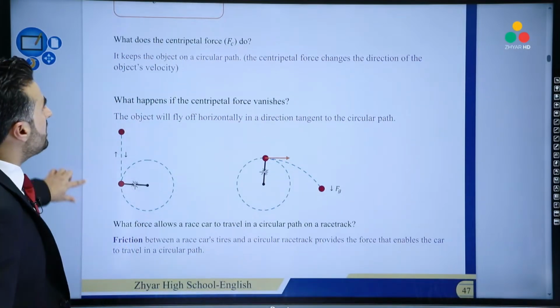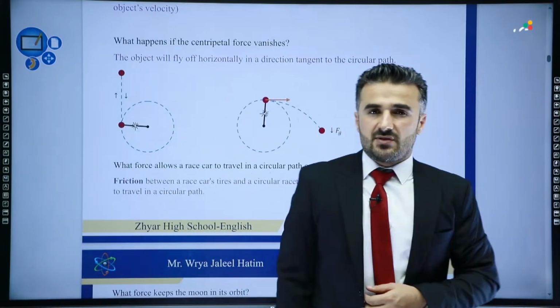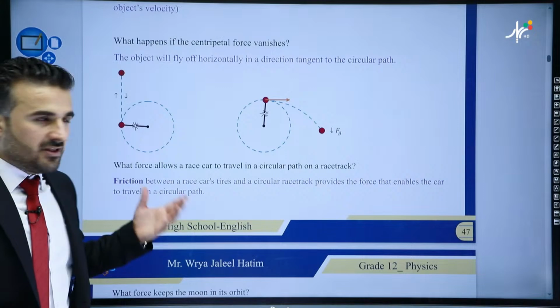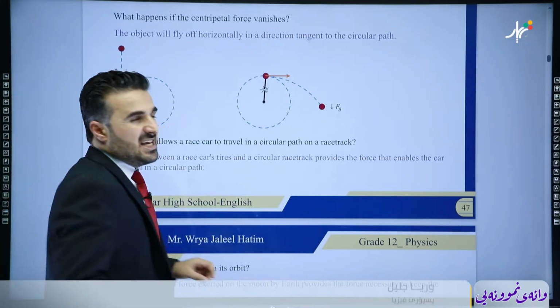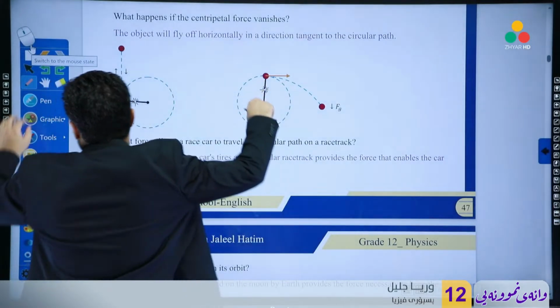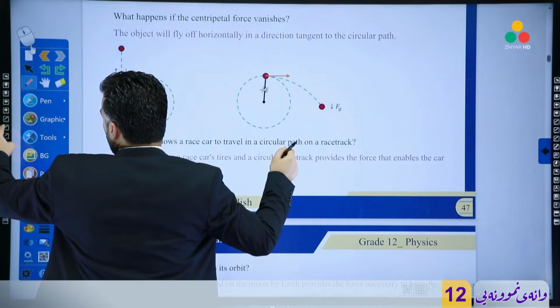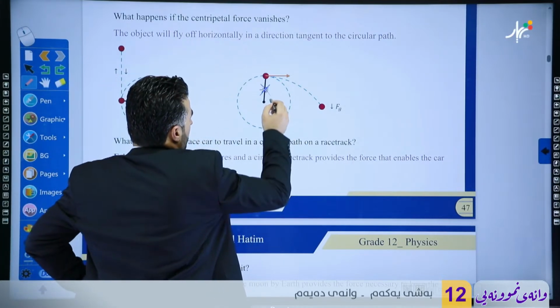Now what happens if the centripetal force vanishes? I think we did talk about this. If centripetal force vanishes, then because of inertia the object will tend to move in a straight line tangent to the object's circular path. That is, if it was something like this. Let's say we have this object, and then, let's use blue, we have this object, and let's say this string here is cut.